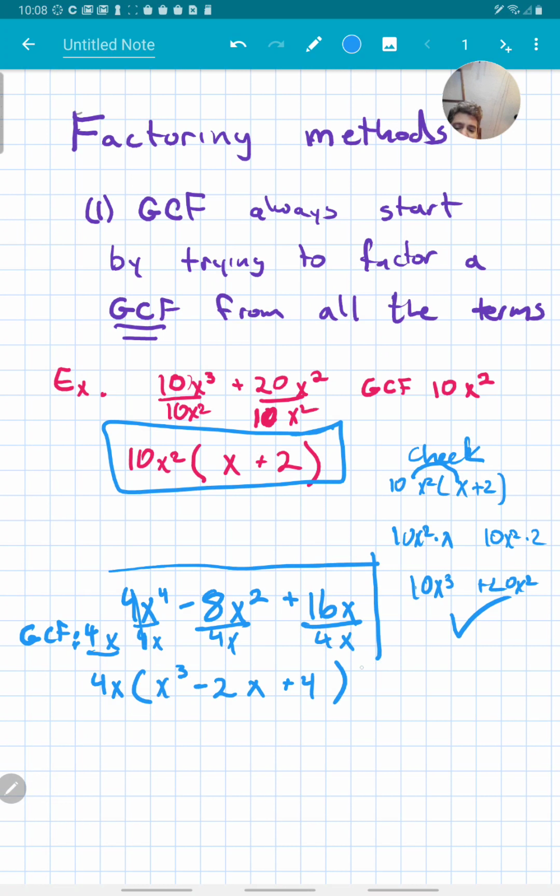Okay, we can check that by distribution, make sure it would be the original problem if we multiplied everything back out, and sure enough it is. Okay, so that is our correct factored form, 4x times x cubed minus 2x plus 4.